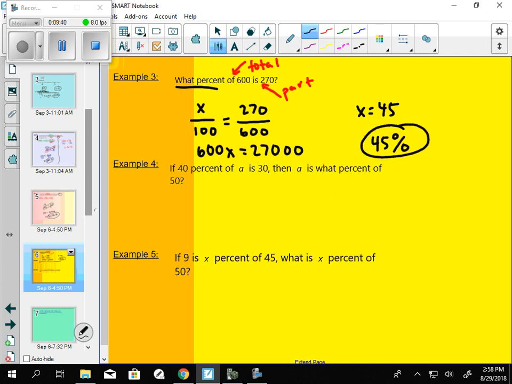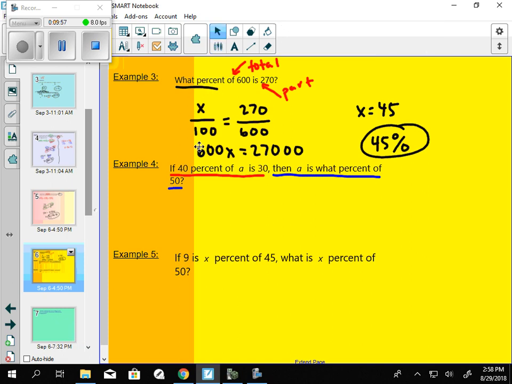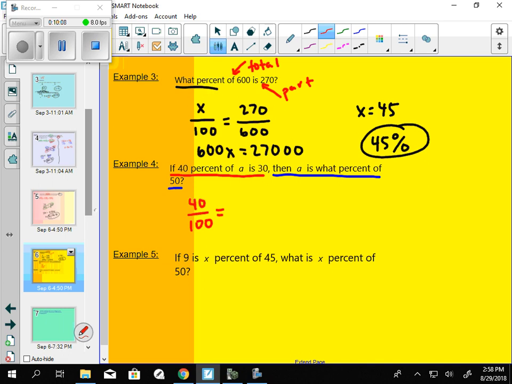The next one, if 40% of A is 30, then A is what percent of 50? Here, this is almost like two problems. We got this original problem trying to figure out A there, and then they ask us the second part, then A is what percent. So this is a two-part problem. Let's start with that first part. If 40% of A is 30, so we got 40%, percentages are always out of 100, okay? Of A, remember from before, of, that's our total, so we want to put A on the bottom, that's our total. Is our part, that means we want to put that on top. So cross multiply and divide this, and we can figure out what A is.